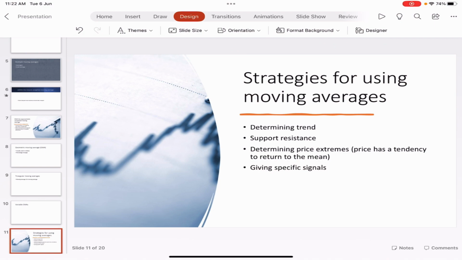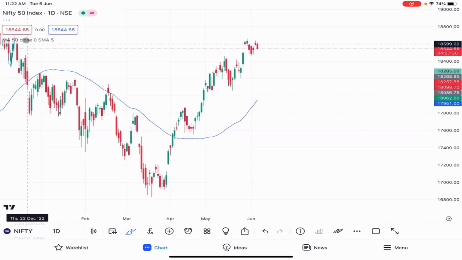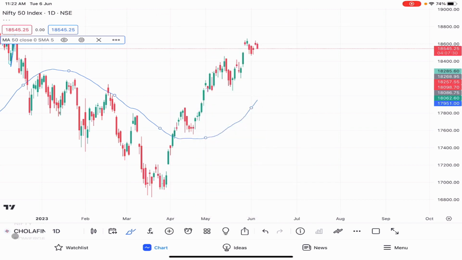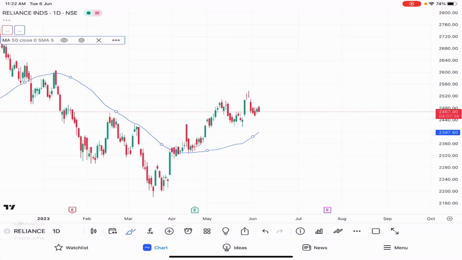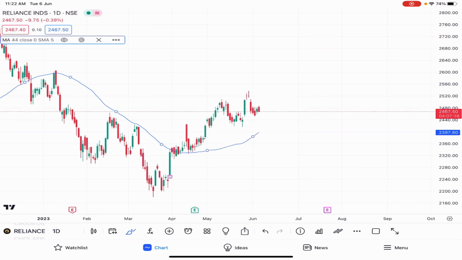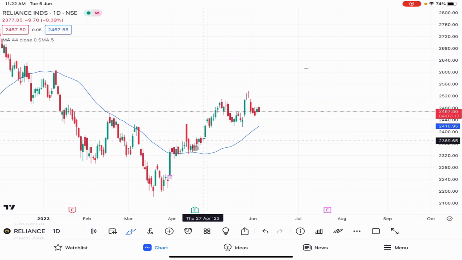Now let me go into the chart and show you an example of what I'm trying to explain. This is my TradingView chart again. I'll go on a stock. Okay, I'm going on my Reliance. This is my daily chart, and I'm using a 44 moving average. Now why am I using that? Because it seems to work really well as a support or a resistance. That's why I'm using this.